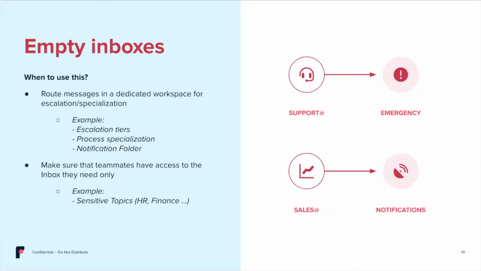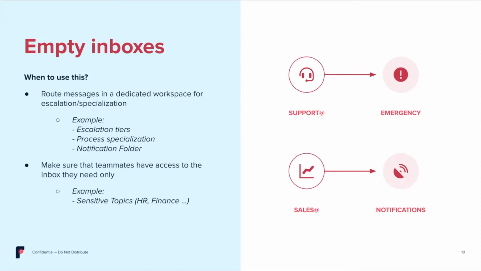Now, some of you might also want to build empty inboxes. Empty inboxes, as I mentioned, don't actually have a channel directly associated to them. In these cases, when you might want to use empty inboxes is first when you want to route messages to a dedicated workspace for escalation or specialization. For example, you might actually have an escalation tier. As you can see from this image, you have support when there might be an emergency, a bug, a breakdown that you really have to escalate to a new team. That's when you can move it from your main inbox with the channel to an empty inbox for that emergency.